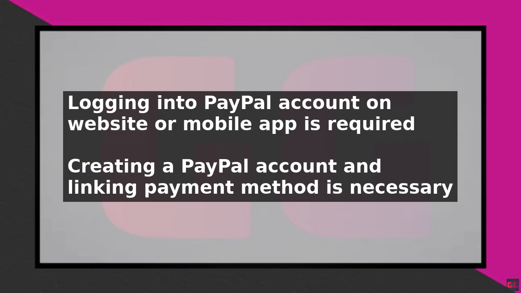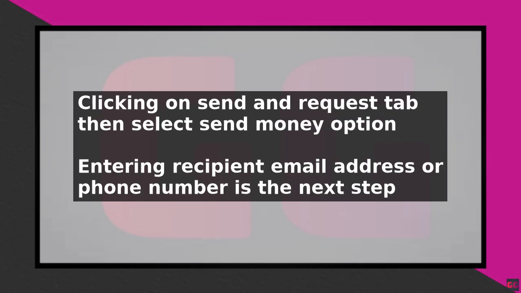Once you are logged in, click on the Send and Request tab. Then select Send Money to Friends and Family. Enter the email address or phone number of the friend you want to send money to. If your friend does not have a PayPal account, they will be prompted to create one to receive the money.